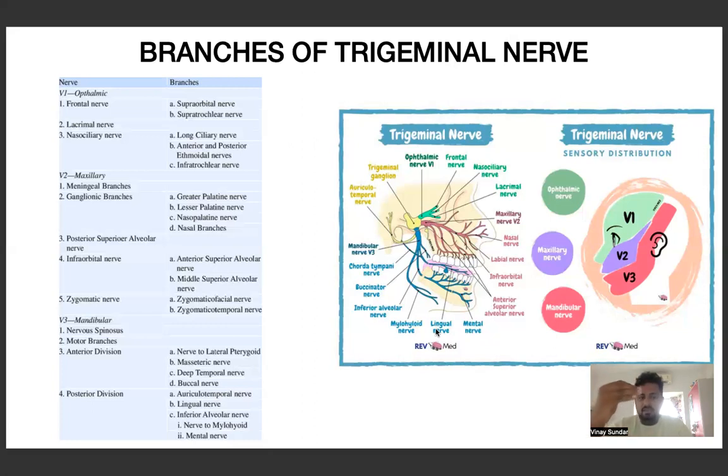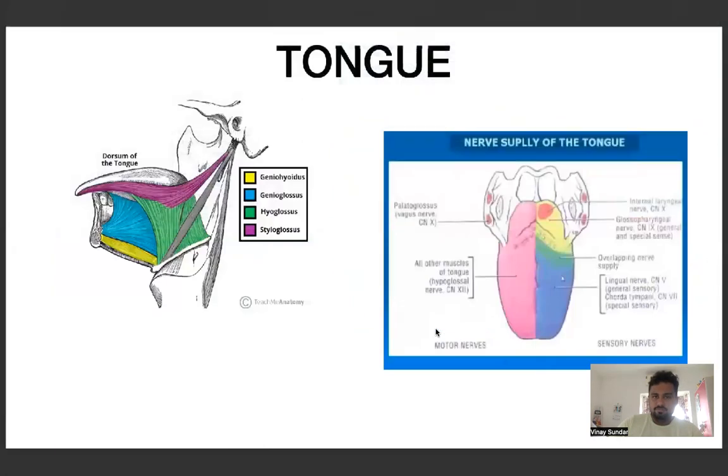So the anterior division are nerve to lateral pterygoid, which is similar to muscles of mastication, masseter, deep temporal, and buccal nerve. The posterior division, the mnemonic is ALI, A-L-I. So auriculotemporal nerve, lingual nerve, and inferior alveolar nerve. Inferior alveolar nerve, we always anesthetize during our mandibular procedures, nerve blocks. So nerve to mylohyoid and mental nerve are the other branches of inferior alveolar nerve.